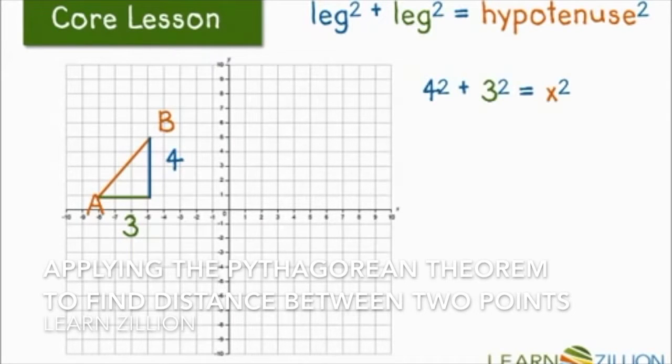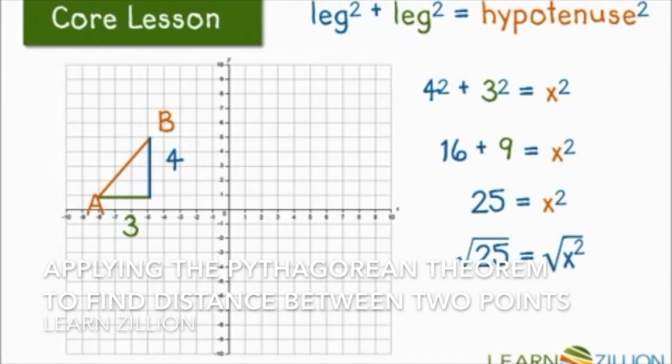4 squared plus 3 squared equals x squared. 16 plus 9 equals x squared. 25 equals x squared. Take the square root of each side and I get x equals 5. So the length of AB is 5 units.